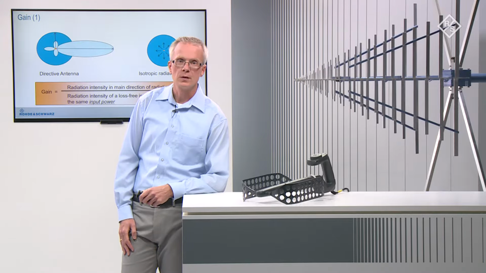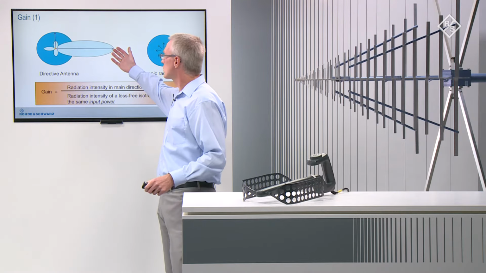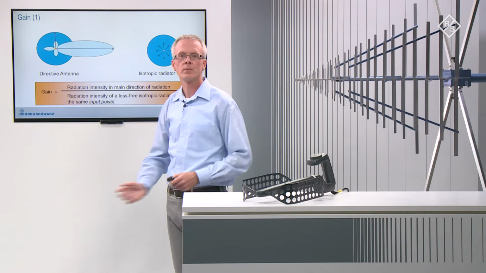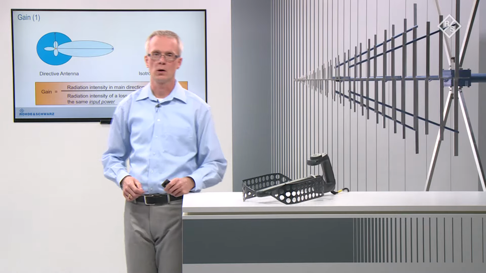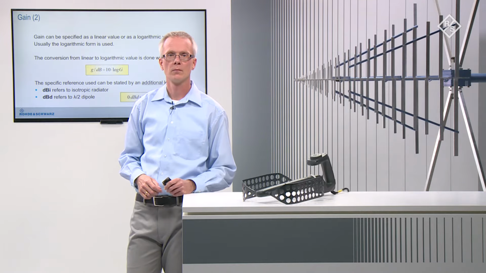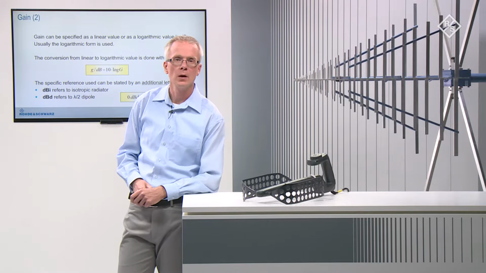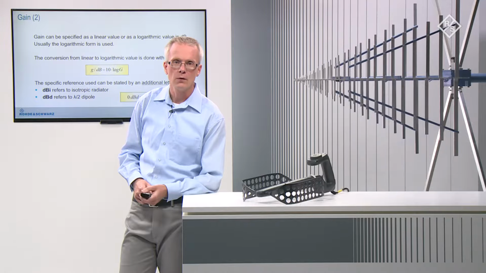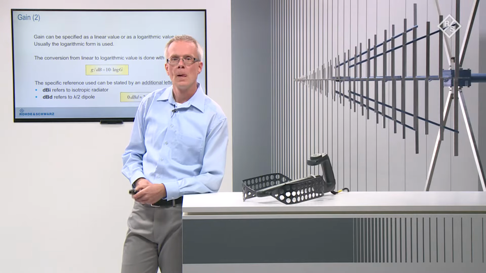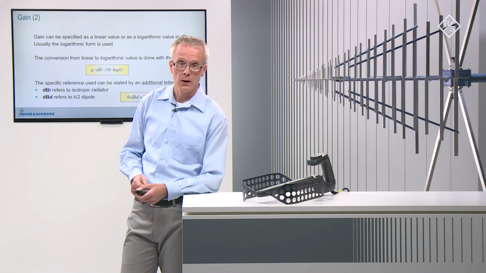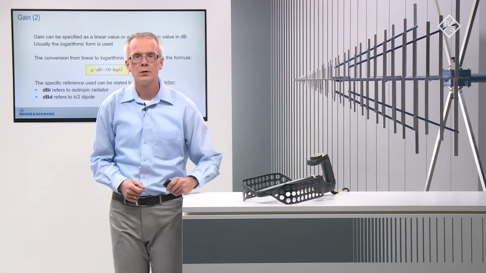The gain definition is then the ratio of the radiation intensity of the antenna in its main direction of radiation and the radiation intensity of the isotropic radiator, which is fed with the same input power. It is common practice to specify the gain of an antenna in logarithmic format. However, it is of course also possible to give the gain in linear format. Some of the formulas described in the first part require the gain value in linear format. A conversion can be achieved with the formula shown.